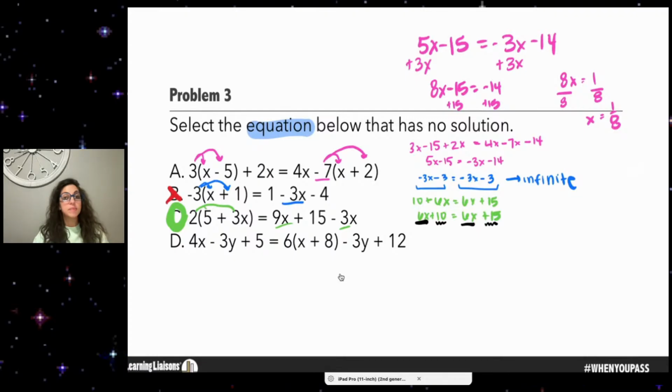Letter B gives me infinite solutions because both sides equal each other. Letter C, no solution, not possible. So that's really what I was looking for when I was solving without doing a whole bunch of extra work.